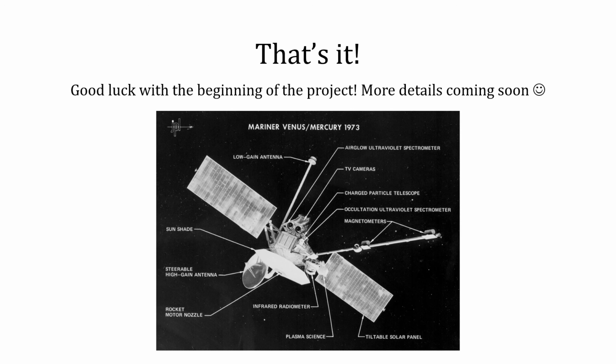This picture has just got an example of what you guys might see when you go looking up the instruments that exist on space probes. So you'll see the kinds of names of the instruments here. You don't have to worry about what it means to have an occultation ultraviolet spectrometer on board. All you got to do is figure out what it does and then just explain that in normal human terms.